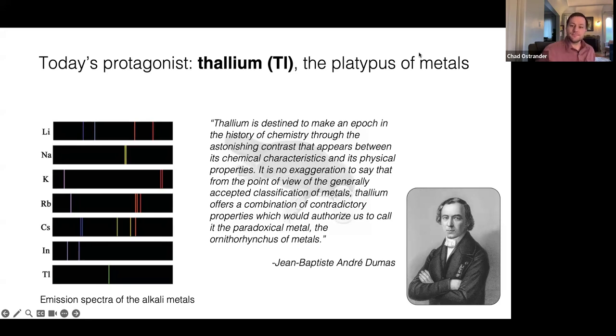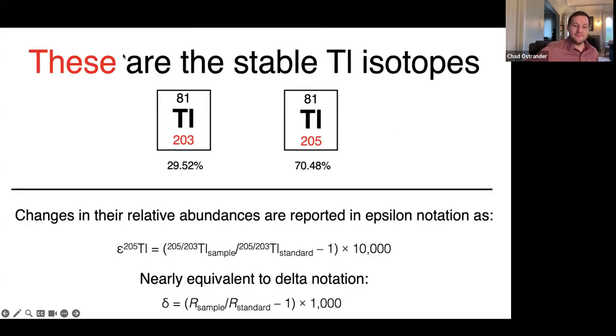It means green twig. And so one of these French scientists who helped discover thallium had this quote in the late 1800s: "Thallium is destined to make an epoch in the history of chemistry through the astonishing contrast that appears between its chemical characteristics and its physical properties. It is no exaggeration to say that from the point of view of the generally accepted classification of metals, thallium offers a combination of contradictory properties which would authorize us to call it the paradoxical metal, the ornithorhynchus of metals." And so ornithorhynchus is a duck-billed platypus. And so I'm going to run with that playful title, thallium as the platypus of metals, for that reason.